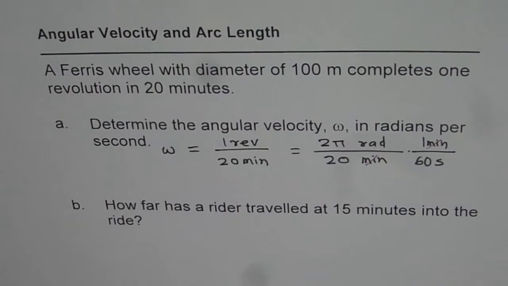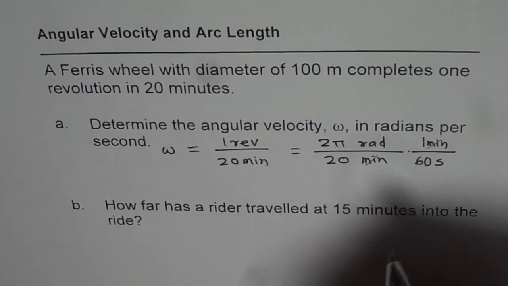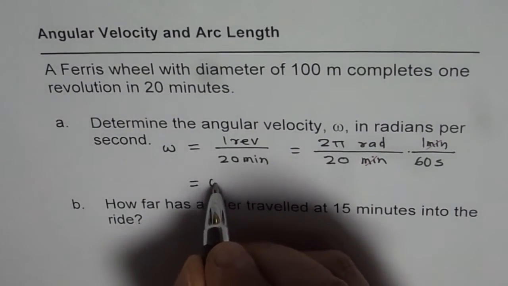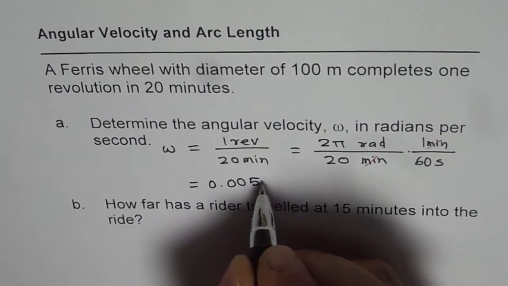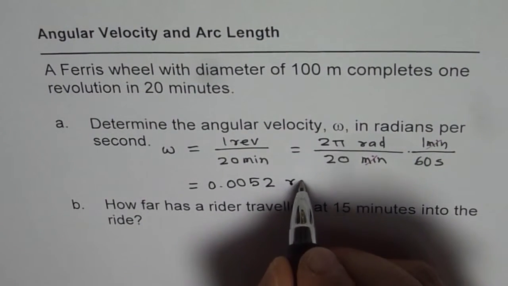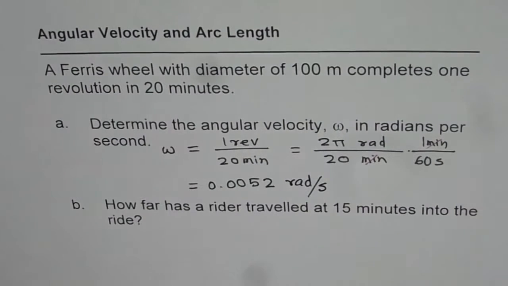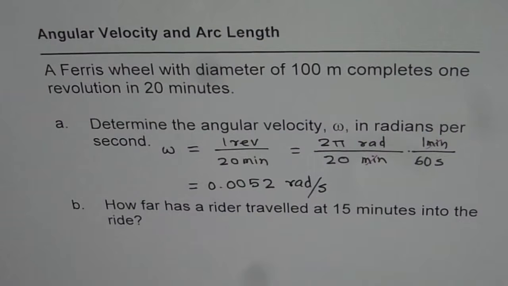Okay, so now we can do the needful and get our answer. It is 2 times pi divided by 1200, which is equal to 0.0052 radians per second, right? So that becomes the angular velocity in radians per second. Okay, so that is how we can find it.